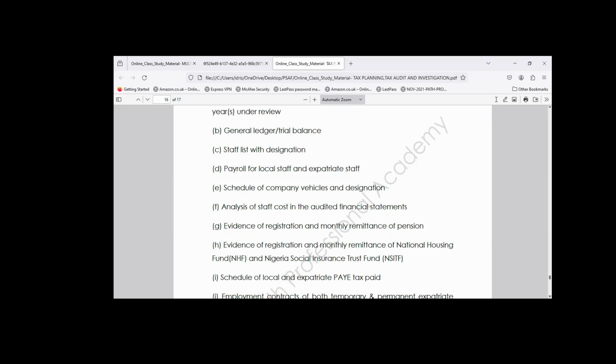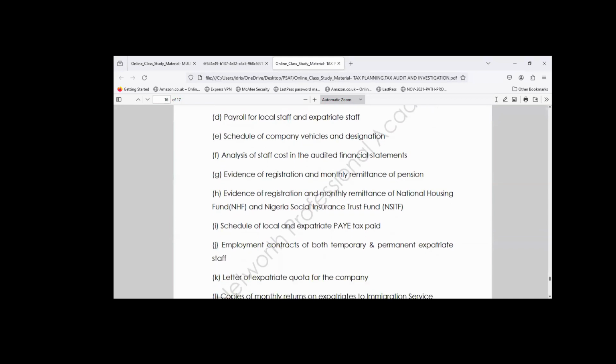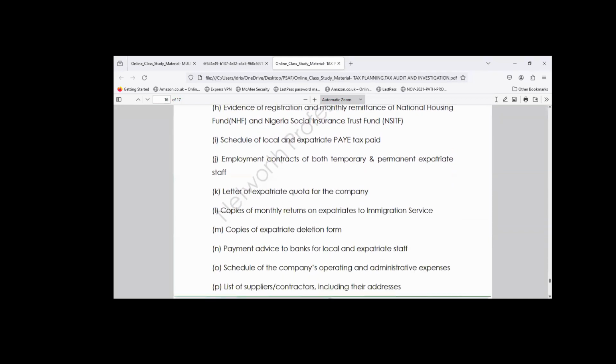they are tax exemptions. You use them to reduce your personal income tax. So for you to use them to reduce your personal income tax, the tax authority must be sure that truly you are paying this, truly you are paying pension, truly you are paying NHF, truly you are paying NSITF. All these, they are the documents that they will ask for.